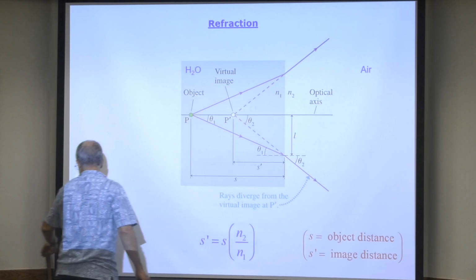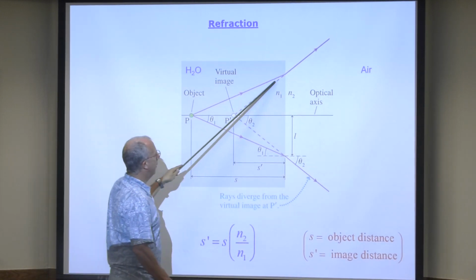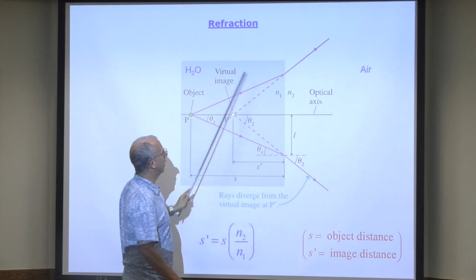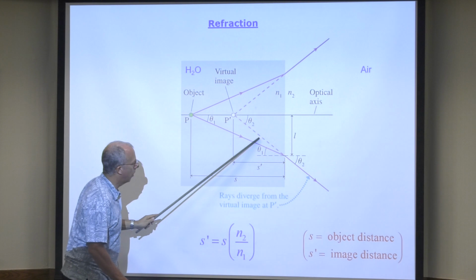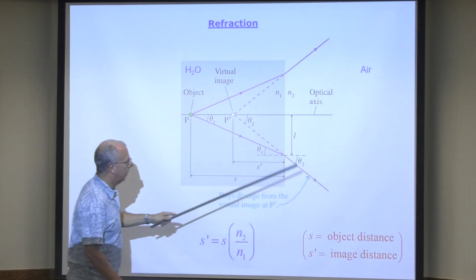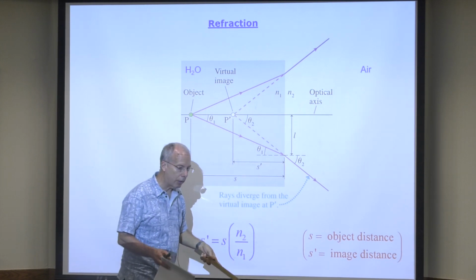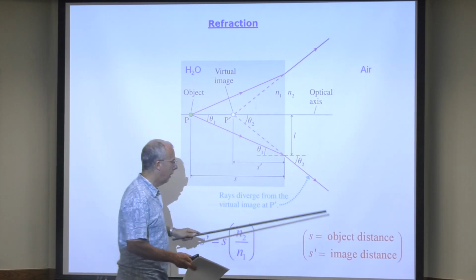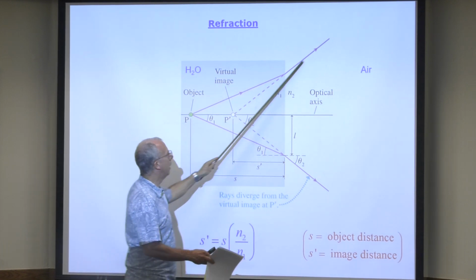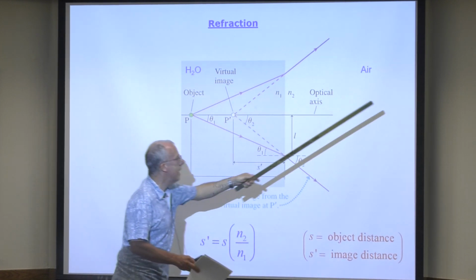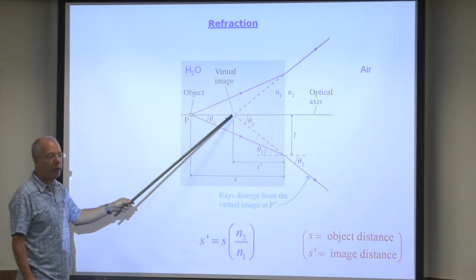Again, the outgoing ray bends away from the normal because it's going from water to air. Outgoing ray bends away from the normal because it's going from water to air. Then if you're over here, you form your image by backtracking on the outgoing rays. Here's an outgoing ray, here's another. Somebody out here would say that the object is there, because that's where the image is.